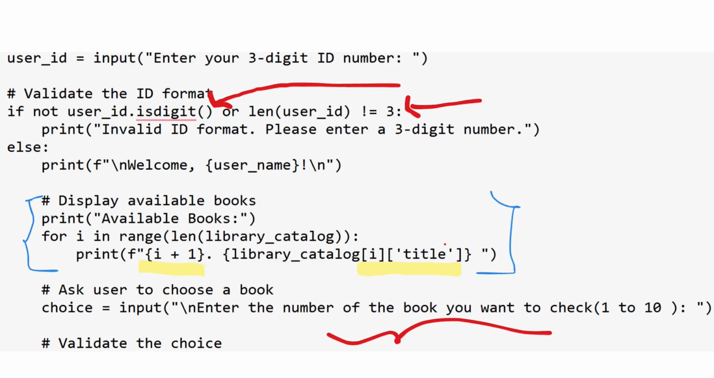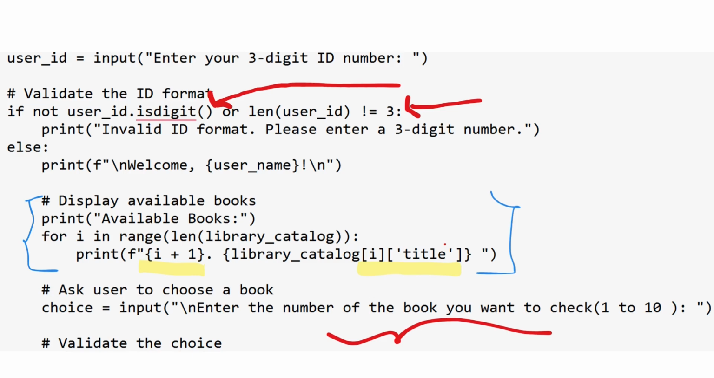I have used an f-string here. For example, we can take the name as Sada. Then it is going to display the available books for the user to select. For that we have used a for loop: for i in range of length of library catalog, that is till 10. So till that we have to iterate.